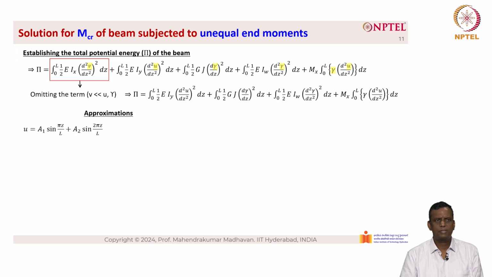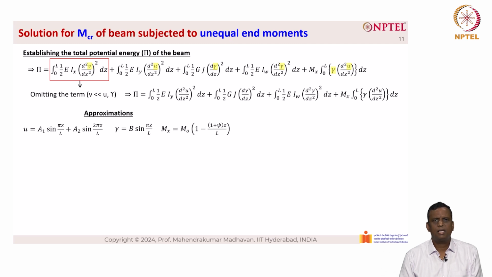The first approximation is u equal to a1 into sin πz by L plus a2 into sin 2πz by L. Here for lateral displacement, we are taking two sine terms. We are taking two terms because here the displacement is not single curvature, it is a double curvature. To approximately capture it, we are taking two terms. The gamma is given as γ0 into sin πz by L.